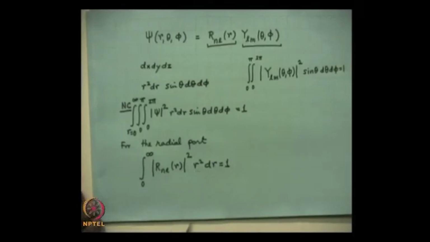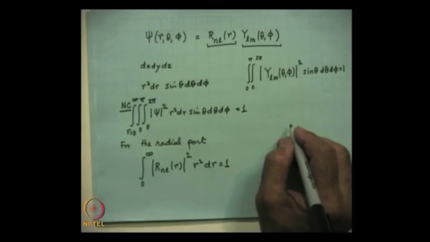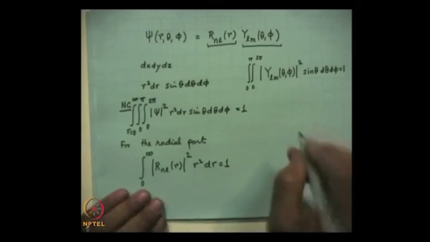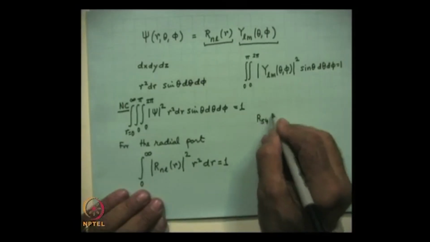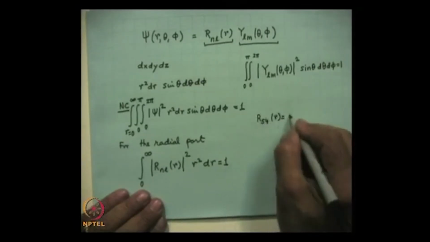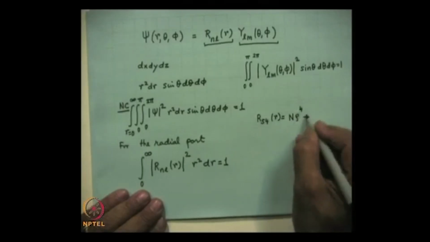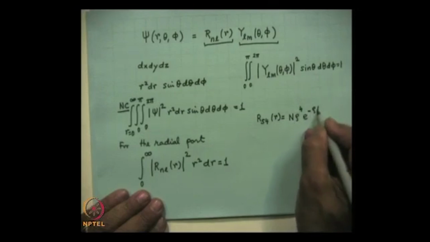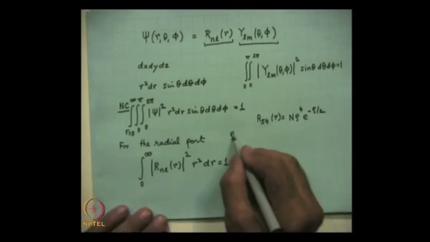This is r and not rho. So, we had here, for example, R 5/4 of r, I hope I have done it correctly. R 5/4 of r is equal to n rho to the power of 4 e to the power of minus rho by 2, where rho is equal to gamma r.